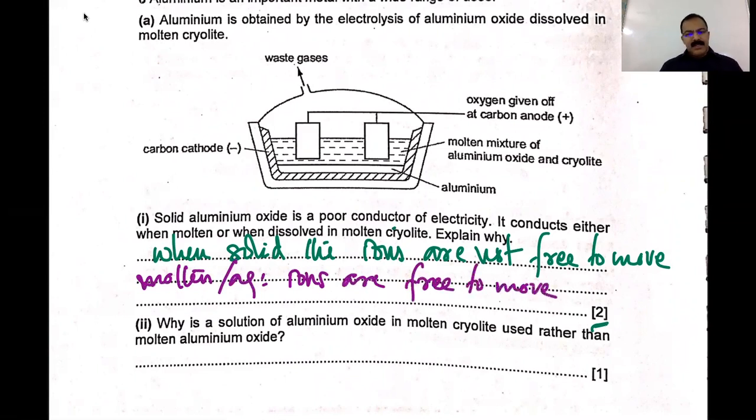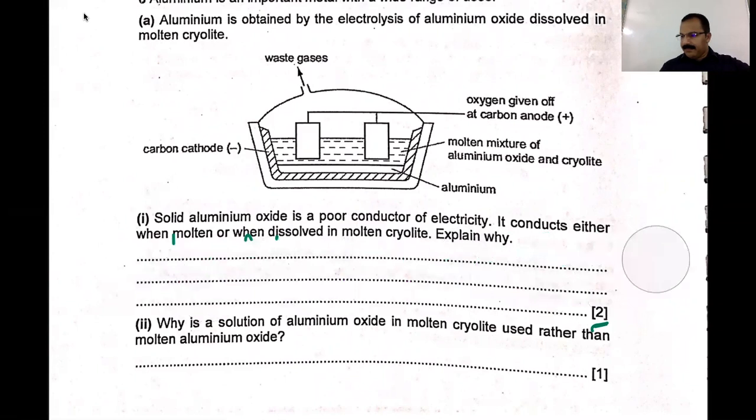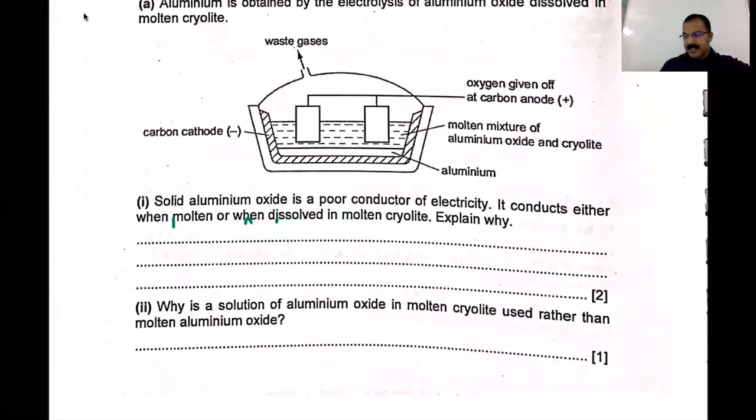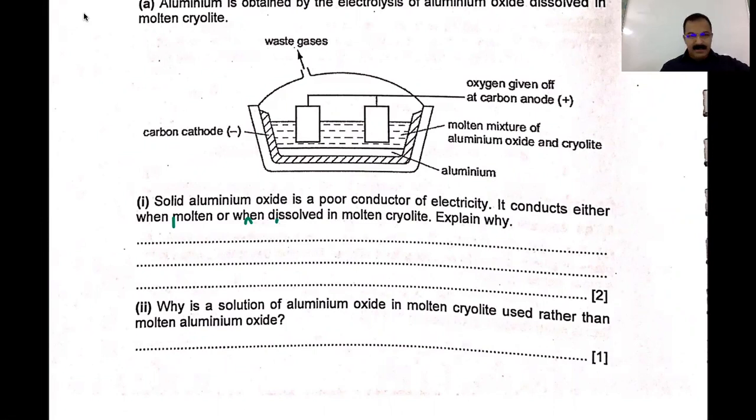So the same idea, the ability of ions to move and conduct. That's what we need to highlight there. Why is a solution of aluminum oxide in molten cryolite used rather than molten aluminum oxide alone? Since they are comparing the molten state, the best answer would be the speed or ionic mobility. Movement of the ion will be more smooth when it is mixed, because they are comparing molten.